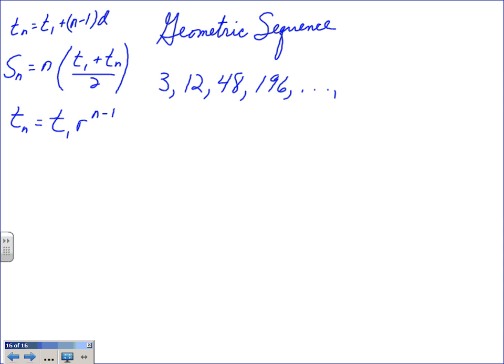And what are we multiplying by? 4. We can kind of see it, but we're multiplying by 4. And it's not called a difference. It is called the common ratio. A common ratio of all those numbers. What am I multiplying by? 4. And that is what the R is.